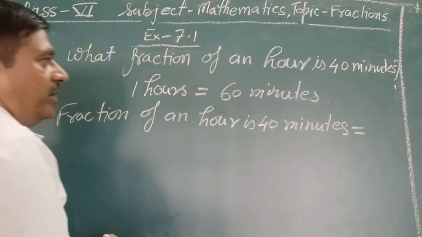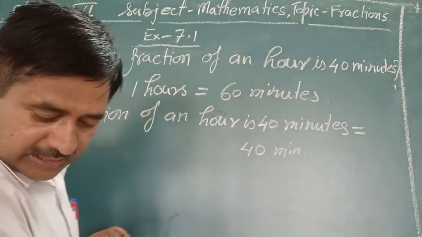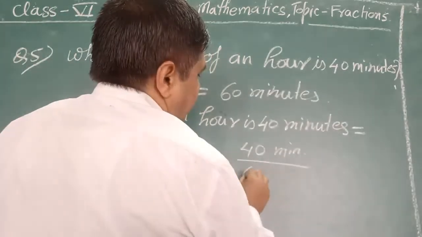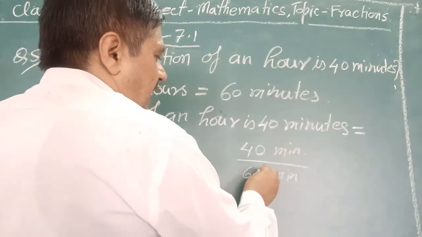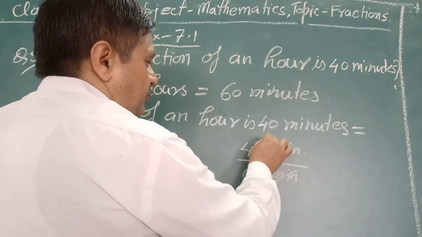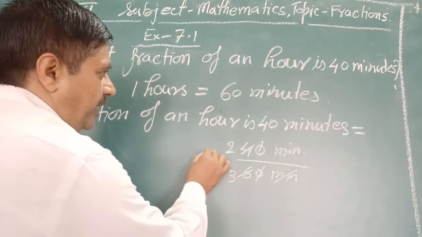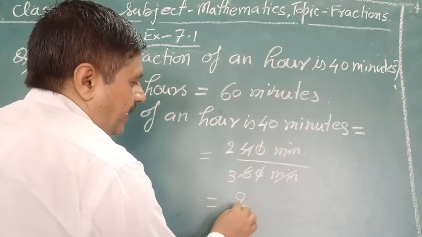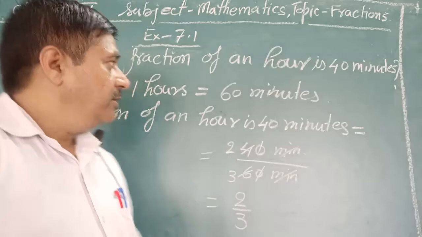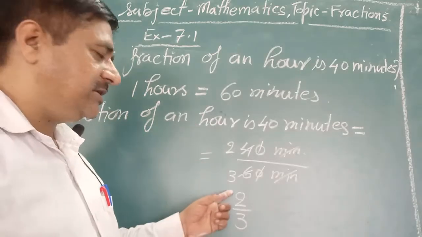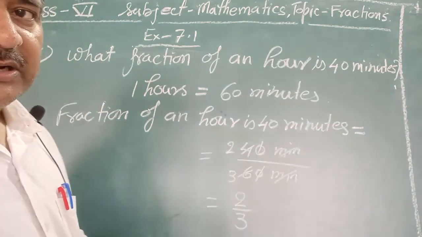The fraction of an hour that is 40 minutes is equal to 40 minutes upon 60 minutes. Here the units, minutes, cancel, and the 0 cancels. 2 fours are 8, no, 2 twos are 4, 2 threes are 6. So it will be 2 by 3. The fraction of an hour is 2 by 3. Okay, so now the next question.